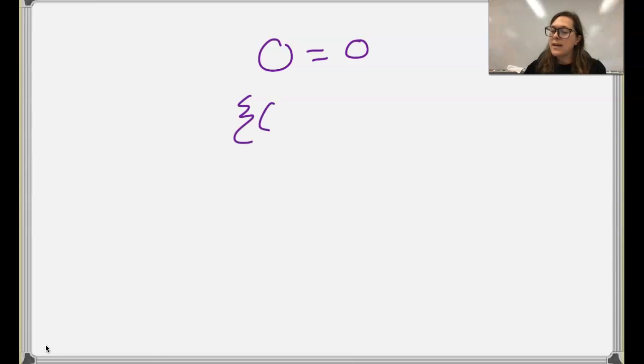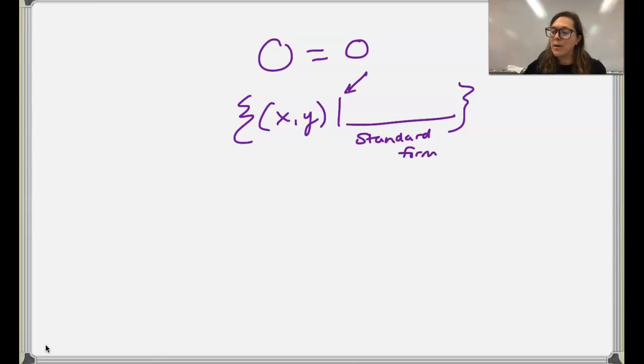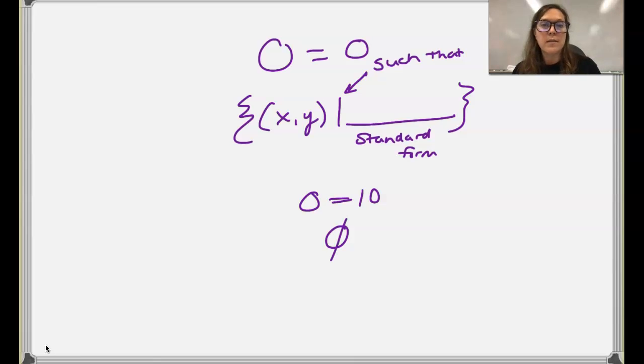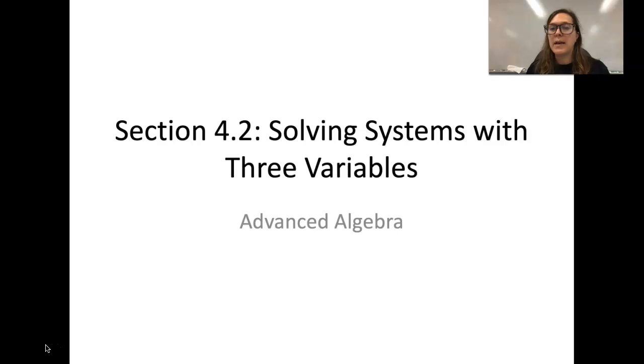Just a quick refresher also: if you end up with something like 0 equals 0, we write our answer as the set of ordered pairs x comma y such that, and then you write your equation in standard form following that such that bar. That's our such that bar. And if we end up with an answer like 0 is equal to 10, which is false, then our answer is no solution. Okay, so make sure you have those in the back of your head.